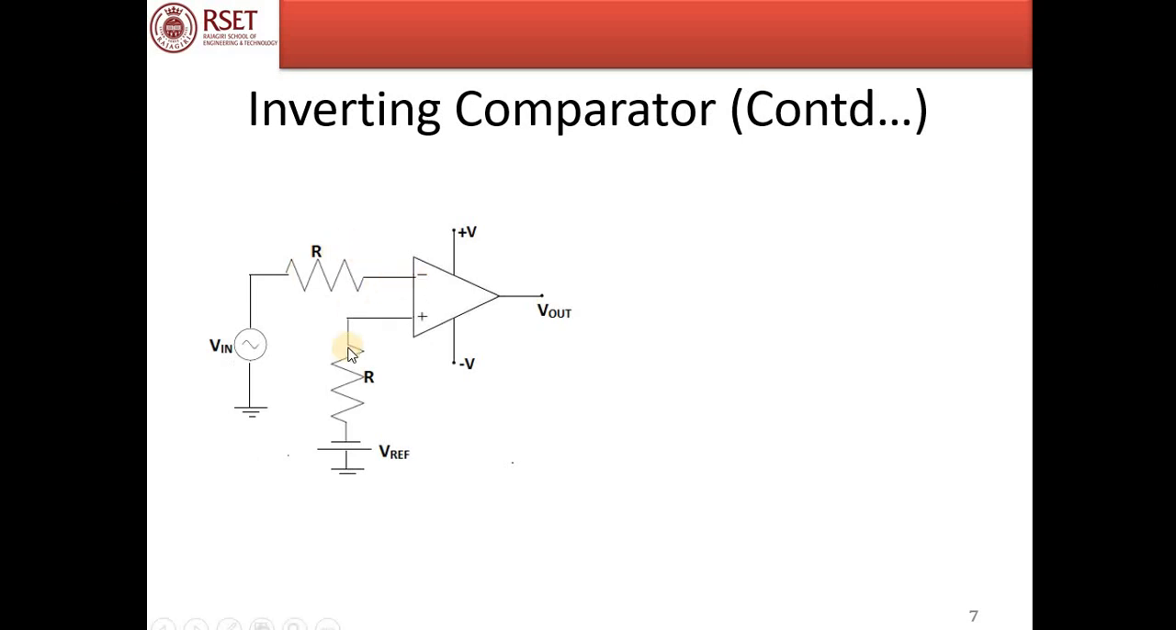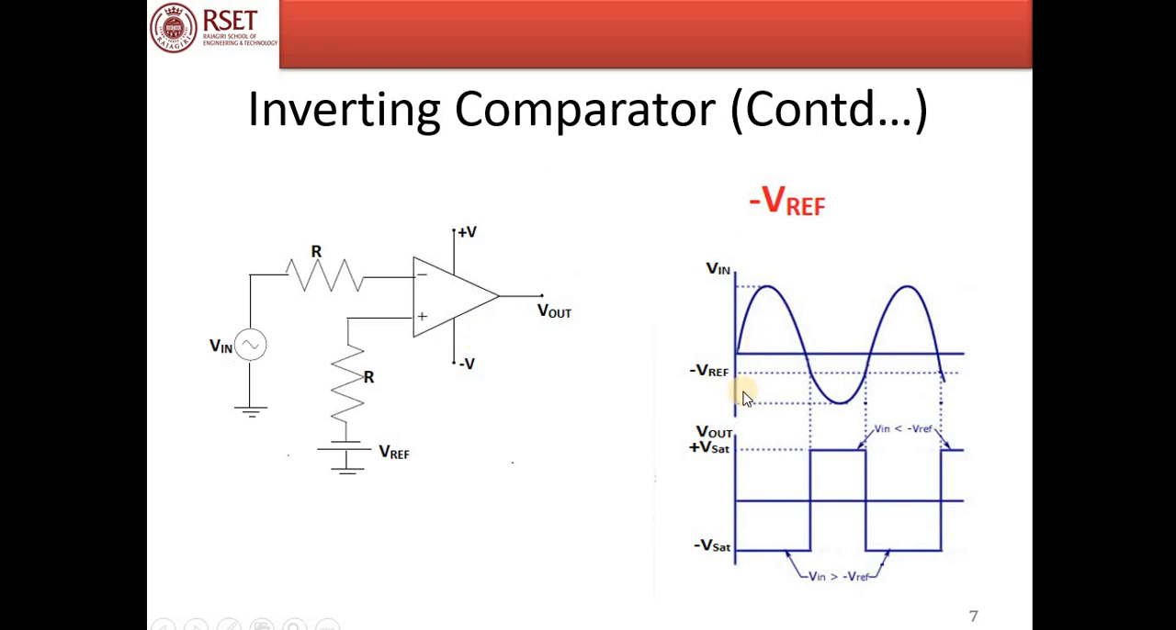Now let us consider an inverting comparator with a negative value of V reference. See, the negative value of V reference is marked here. In this area, we can see that V input, which is applied to the inverting terminal of the op-amp, is more than Vref, and so the output would be minus Vsat. And in this particular region wherein V input drops below the value of Vref, the output would switch to plus Vsat.